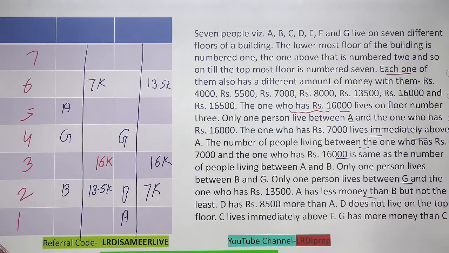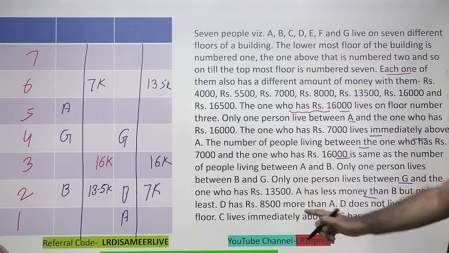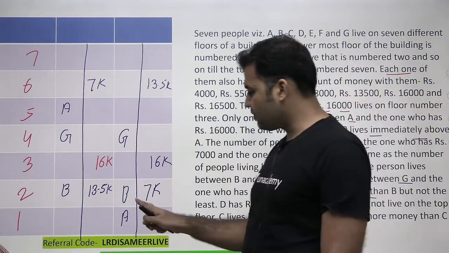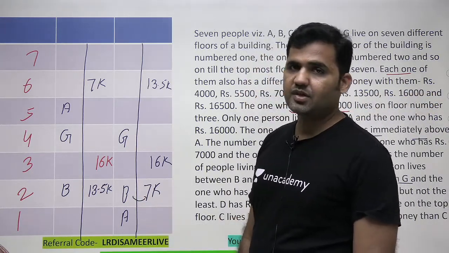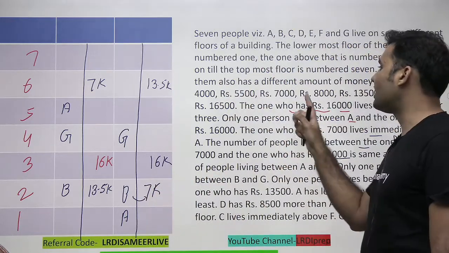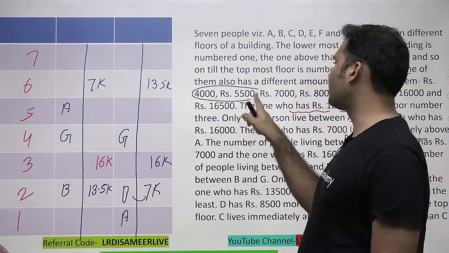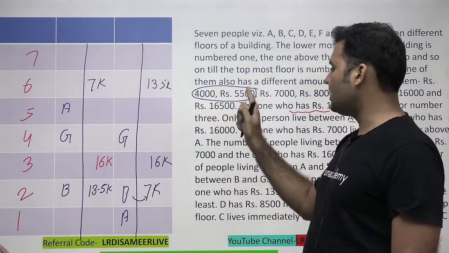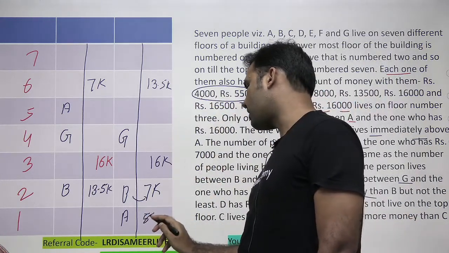A has less money than B, but not the least. D has rupees 8,500 more than B. Now see that in this particular case, B is earning 7,000 rupees. It says that A is earning less than 7,000, but not the least. Now less than 7,000, I have two options, either 4,000 or 5,500. But because A is not earning the least, A will be earning 5,500.